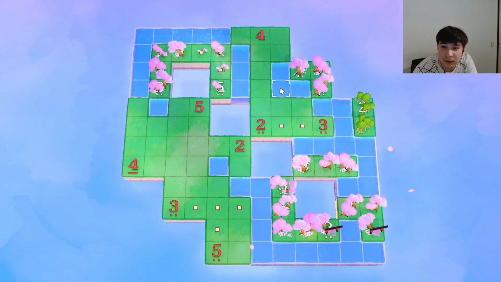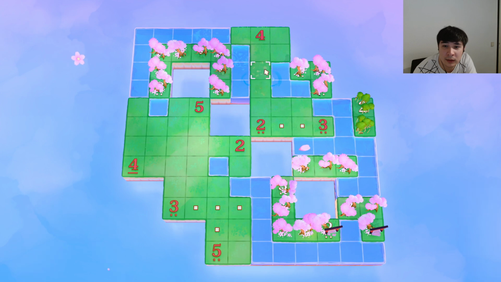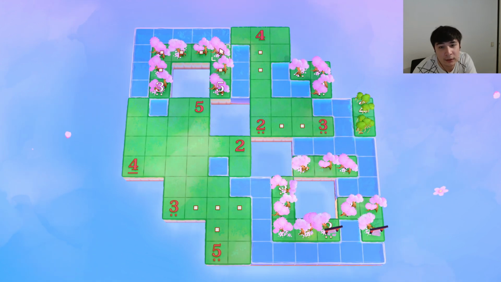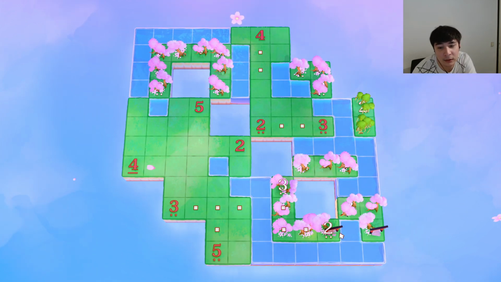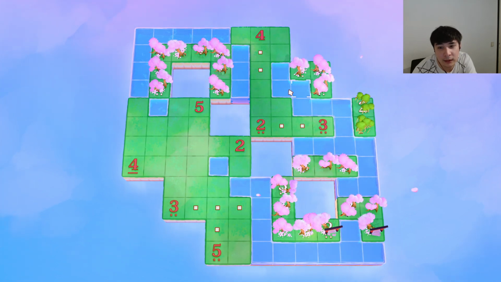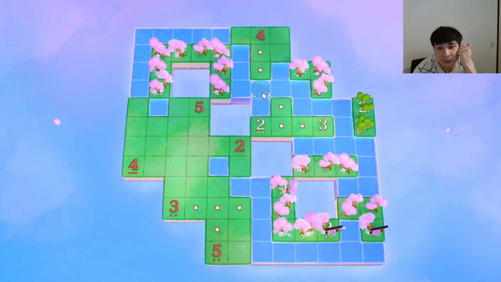This cell here is unreachable. This cell here has to be reached by the 4. If this is shaded, this is shaded. So the 4 goes down like so. There has to be a water connection along the top, to connect this water that goes on this side with the water that goes on this side. And in general, this water has to connect through this spot as well.